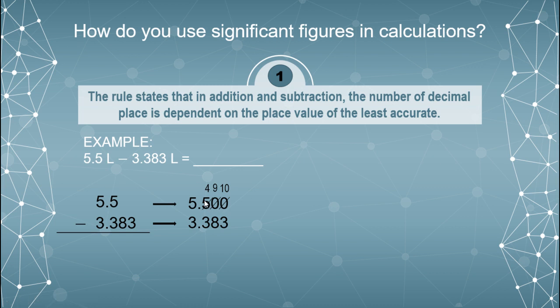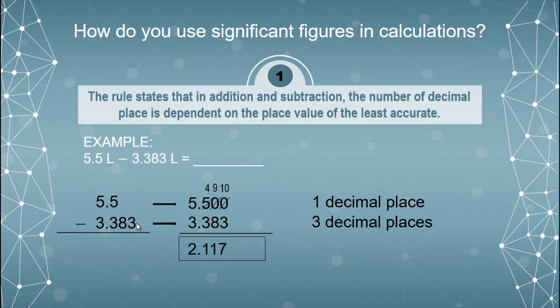And then we will now subtract. So 10 minus 3 is 7. 9 minus 8 is 1. 4 minus 3 is 1. 5 minus 3 is 2. So, let's go back to our original given. How many decimal places are there? 1 decimal place in our 5.5. Then, 3 decimal places in our next number.